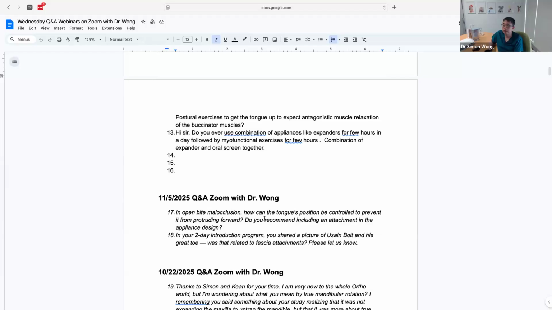So do you ever use combination of appliances like expanders for a few hours in a day, followed by myofunctional exercises for a few hours? Combination of expander and oral screen together. So in my practice, no, I just use the appliances full time and the exercises for those 15-20 minutes a day with the appliances in place. Other than when we are wrapping things up, we are doing our exercises with the appliances out of the mouth.